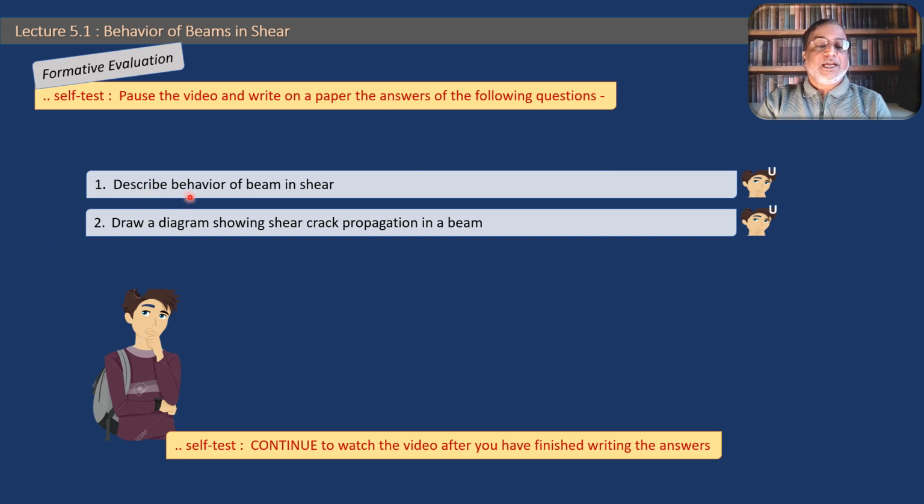1. Describe behavior of beam in shear. This is an understanding level question. It's a descriptive question. The second question is: draw a diagram showing shear crack propagation in a beam. So this is also an understanding level question. If you have given enough time for these questions, you just proceed with the video.